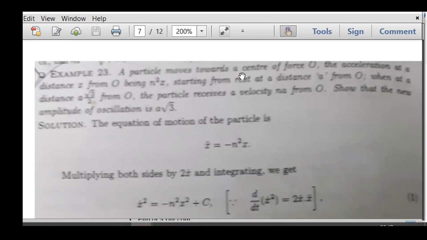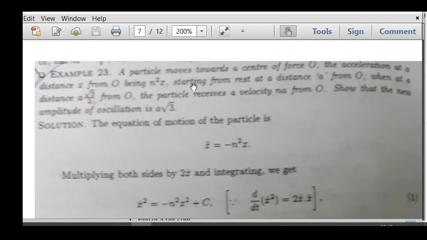A particle moves towards the center of force O. The acceleration at a distance x from O being this. So the magnitude of the acceleration is given, starting from rest at a distance a from O. So what does it indicate? See here, it is not said that the acceleration is directed towards O, but it is said in some other sense, but the same thing is said.